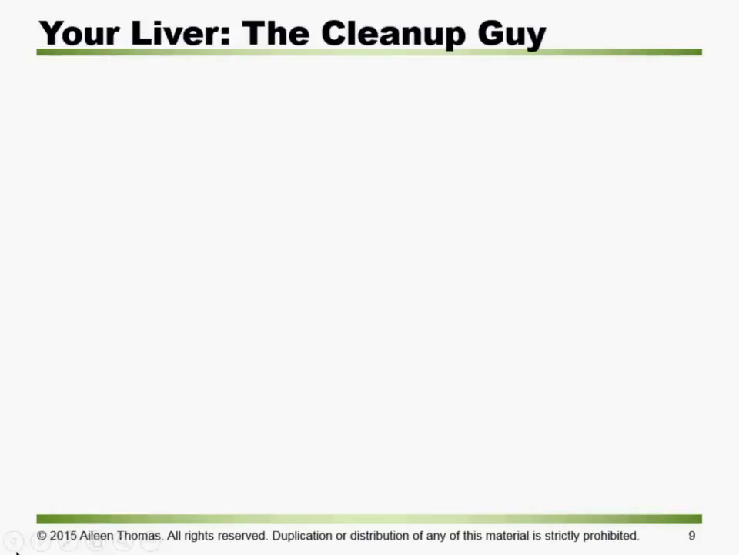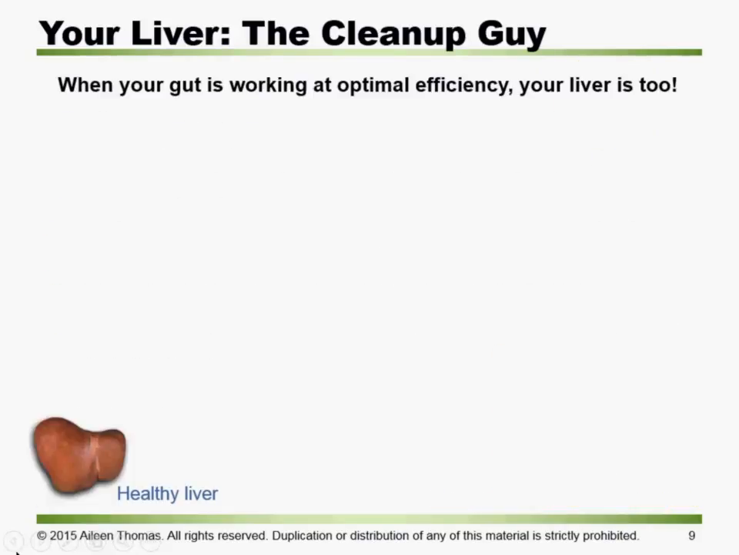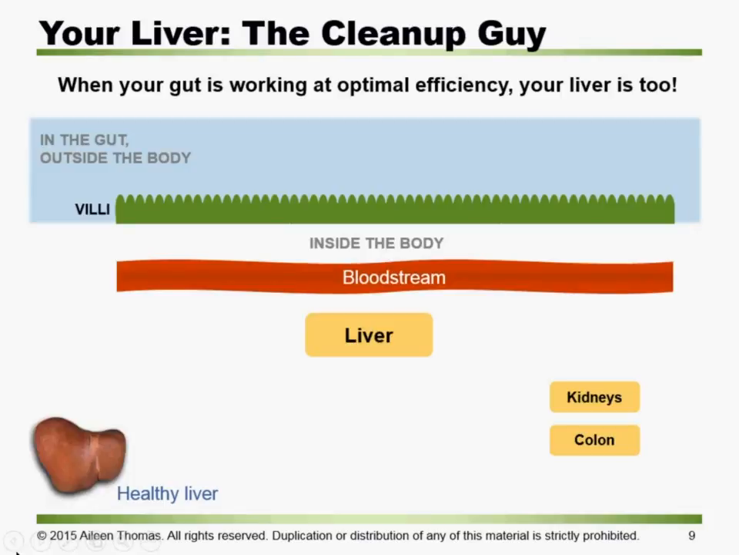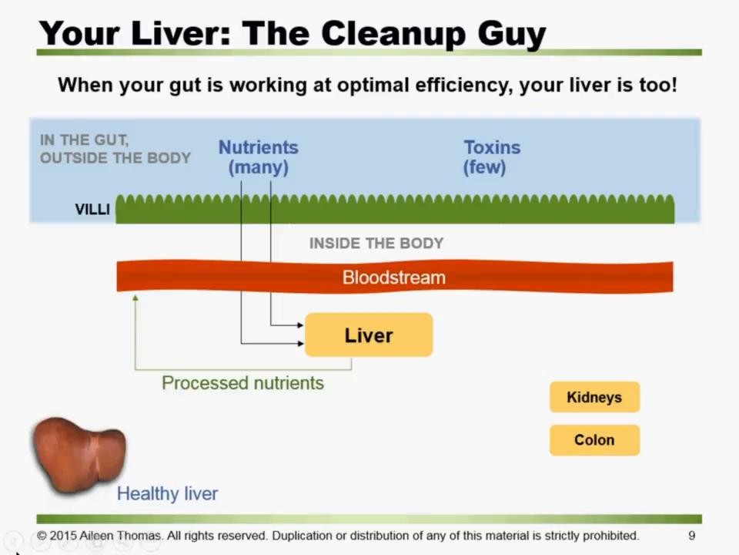When your gut is working at optimal efficiency, your liver is too. Here we are again, inside the gut, outside the body. And here we have a very healthy villi population. You see, no holes. Someone with a healthy gut like this eats very well. So what they eat will be very high in nutrients and very low in toxins. The nutrients will get absorbed and go to the liver for processing and distribution.